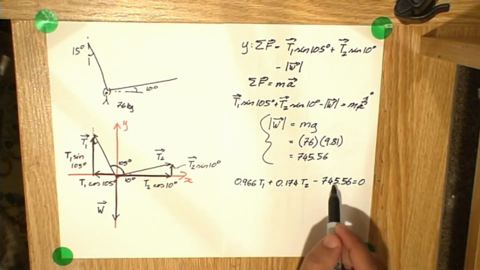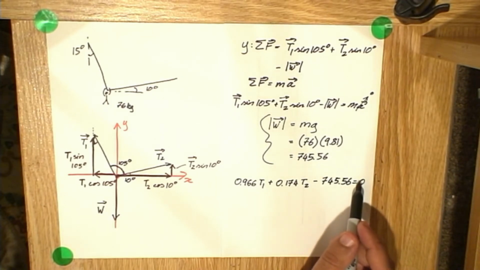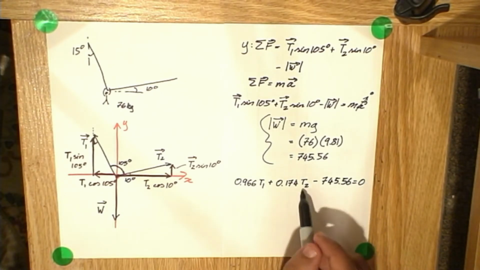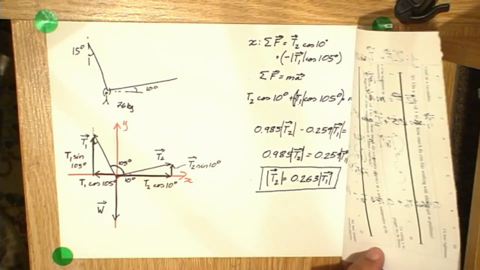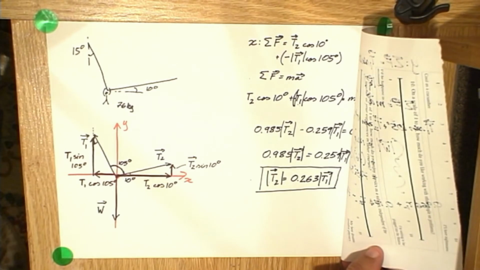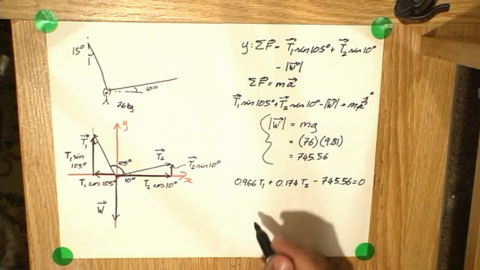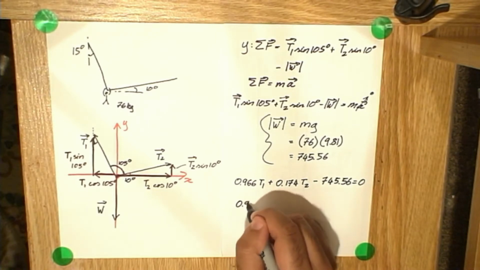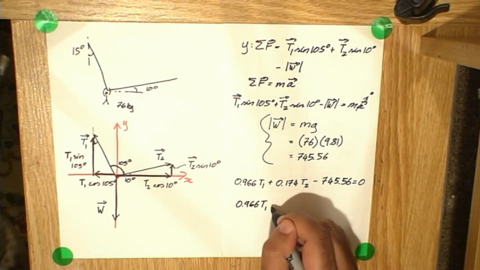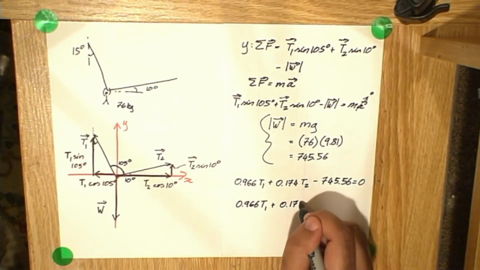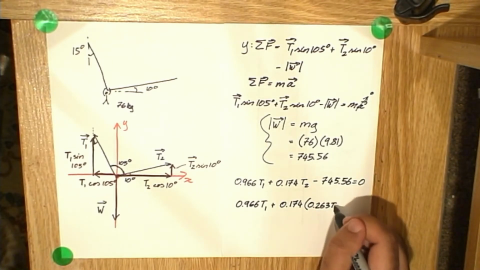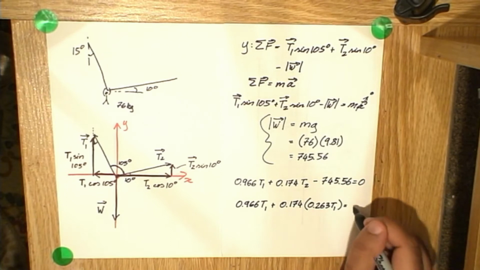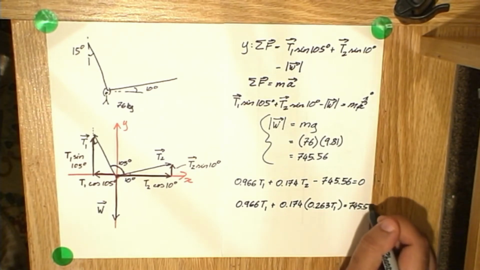Let's simplify this somewhat. I can move the 745.56 to the other side, but we can also use the expression for T2 that we solved for earlier. Remember that we'd written T2 in terms of T1? We had shown that T2 is equal to 0.263 times T1. So 0.966 times T1 plus 0.174 times 0.263 times T1 is equal to 745.56.